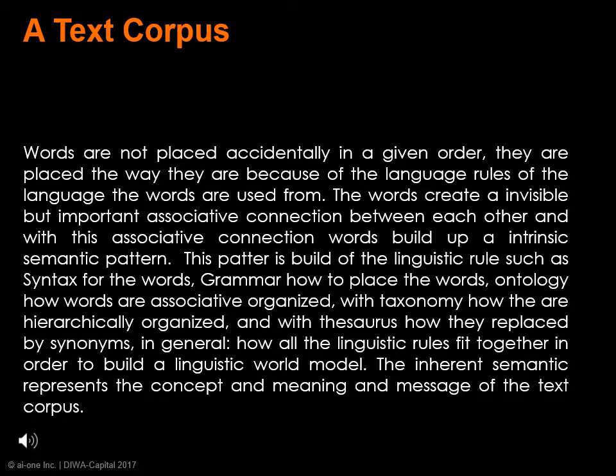So far so good, but how is the semantic fingerprint recognizing the message, the meaning of a text corpus? Well, the way a text corpus is written and the way the words are placed in order in a text corpus is not accidental. It is based on the grammar of the language used. Therefore, the grammar is an inherent part of the corpus itself. And so the ability to recognize this inherent, intrinsic structure of the text corpus leads to understanding the meaning of that text.